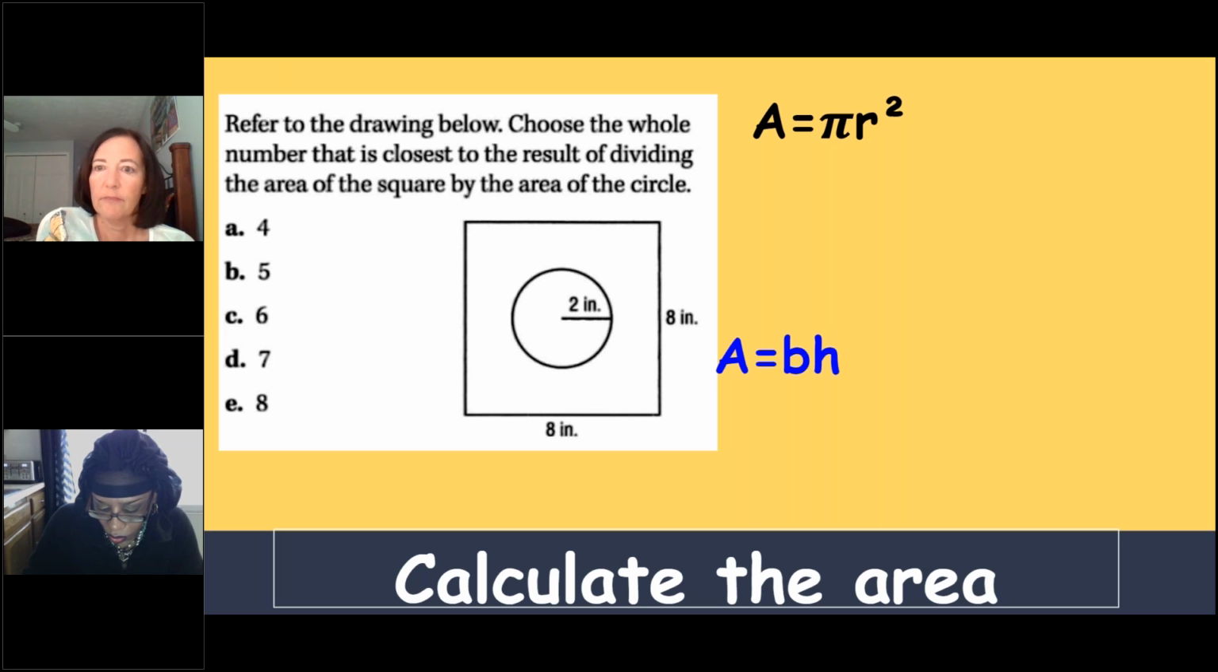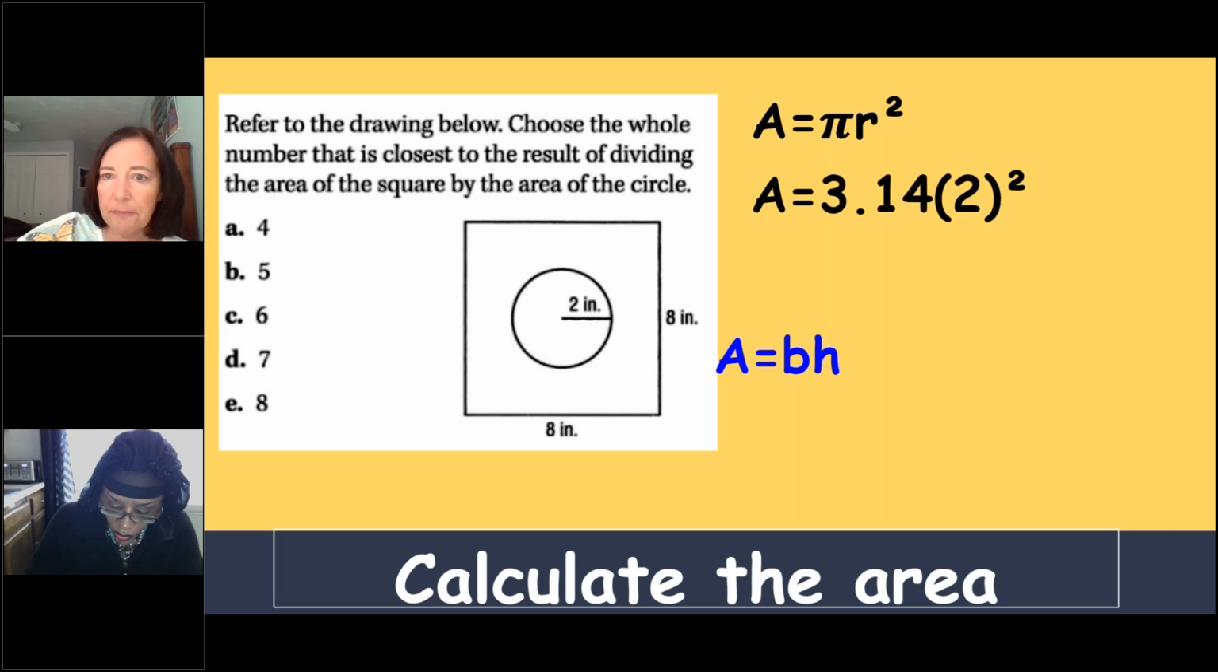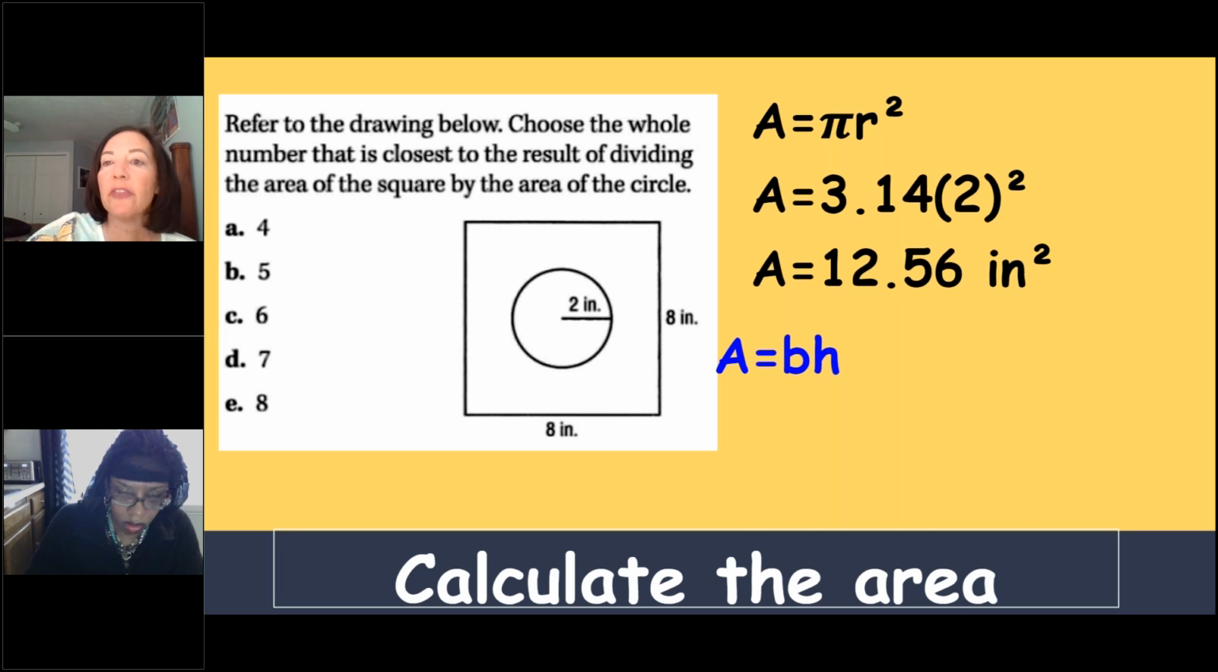So would the area of the circle be 12.56? I think that sounds familiar. So the radius was 2. So the area of the circle would be 12.56 inches squared. Nice. So we've got our first number that we need. Now we need to calculate the area of the square. So everyone go ahead and calculate the area of the square.